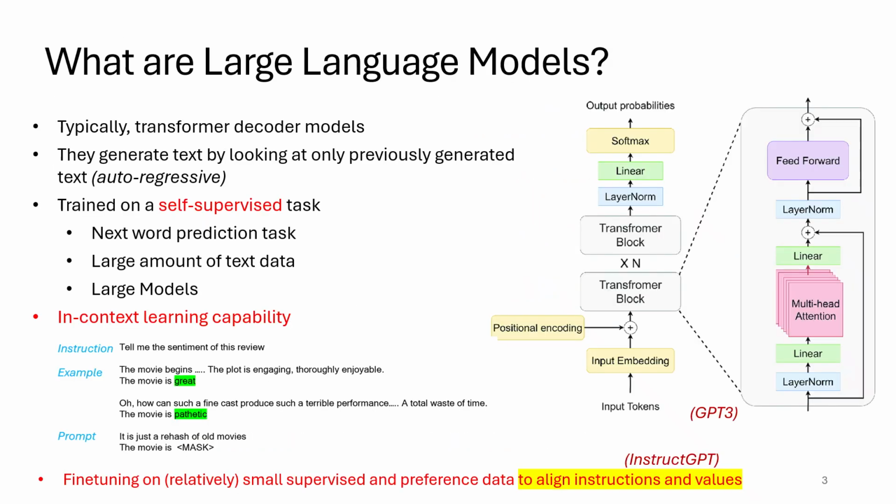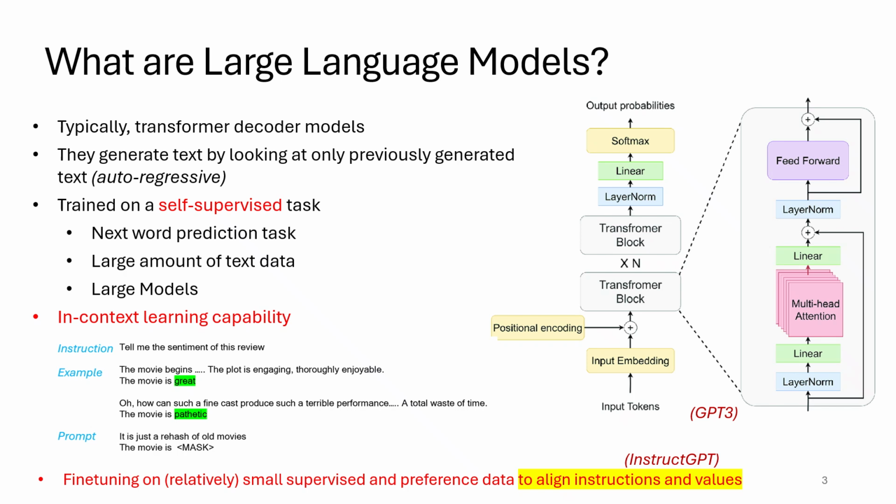So first of all, what are large language models, to set the context for this discussion? These days, when we say large language models, it generally means transformer decoder models. These are neural networks that generate text by looking at only the previously generated context. These are autoregressive models, and they basically learn a model of the language in terms of learning to predict what word comes next given the previous word.